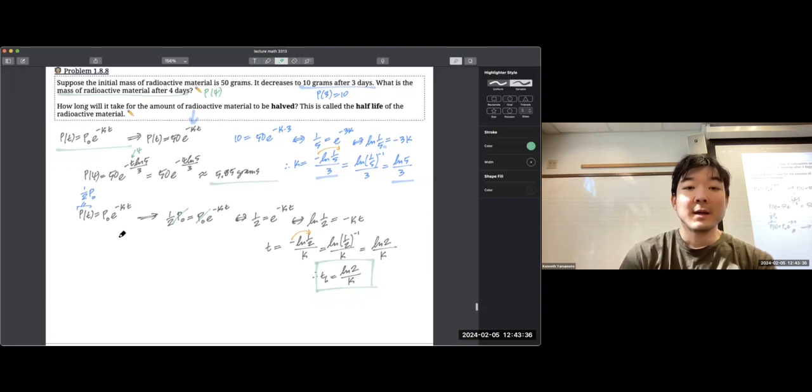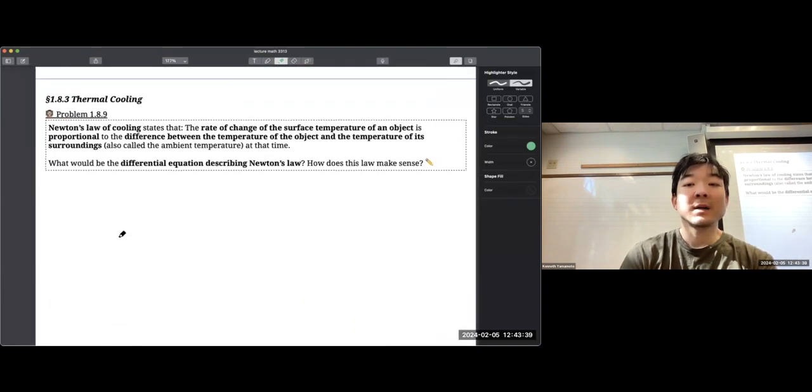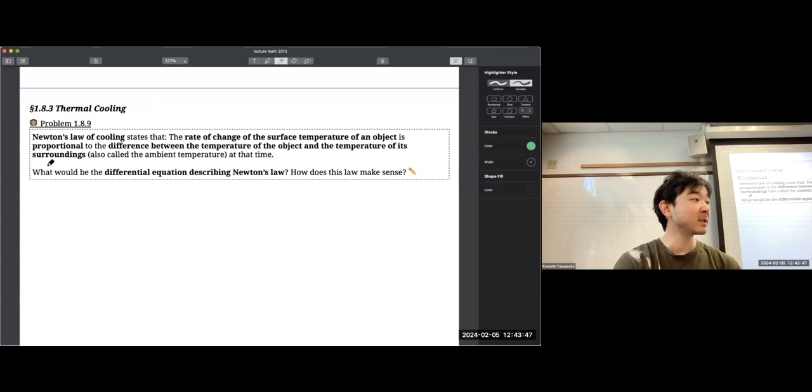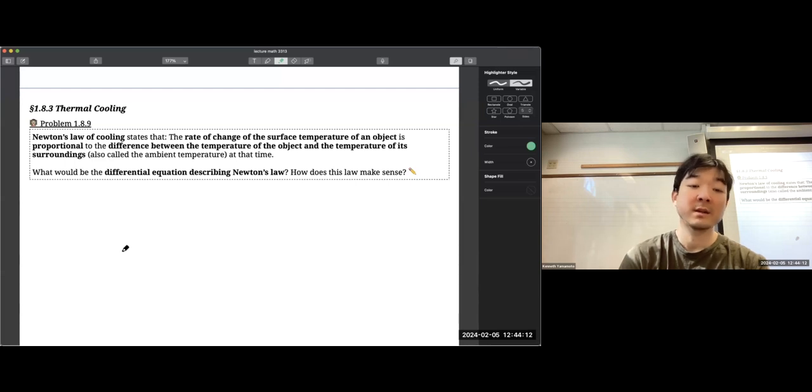Feel good about that. Okay, so this one's just trying to predict how the temperature of an object is going to change when you're putting it in some environment, assuming that the environment is not the same temperature as the object. So it might be hotter or colder, and your object is not going to stay at that temperature. Newton's law of cooling says that the rate of change of the temperature of an object is proportional to the difference between the temperature of the object and the temperature of its surroundings. Sometimes they call that temperature of the surroundings the ambient temperature.